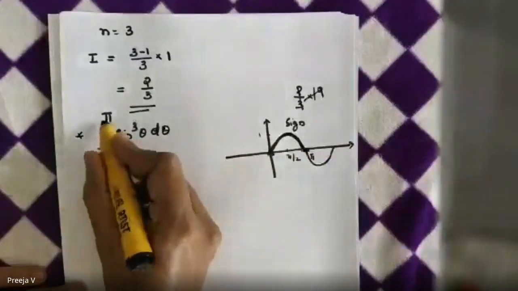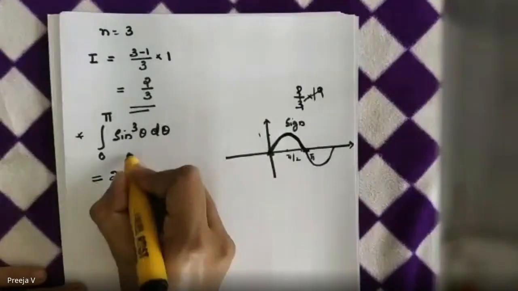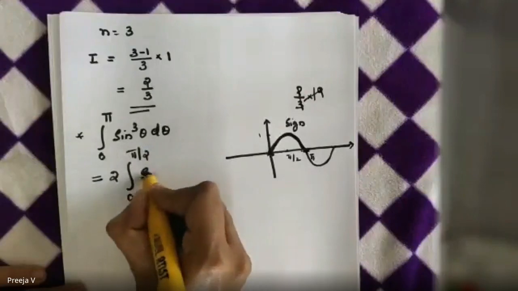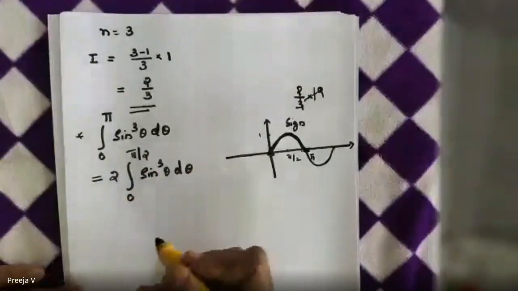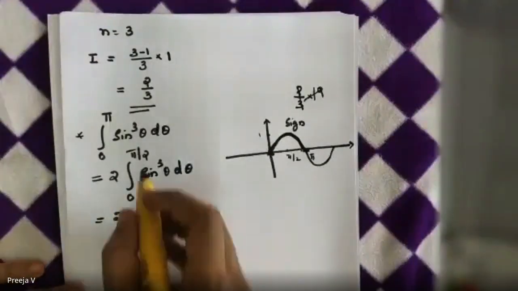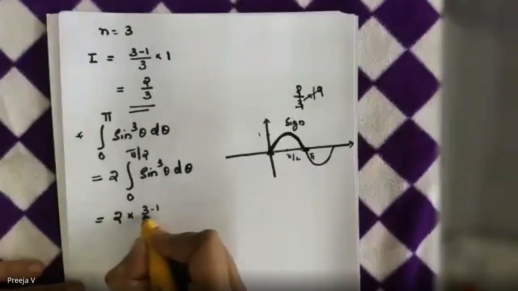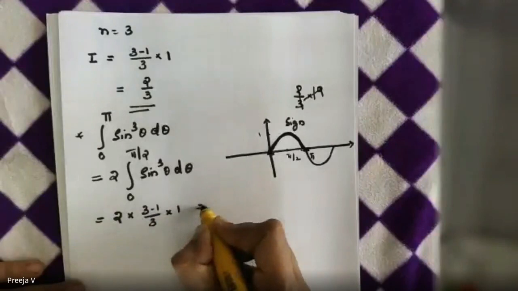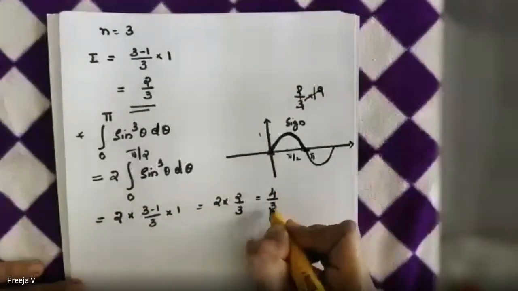So the integral 0 to pi sin cube theta can be written as 2 times integral 0 to pi/2 sin cube theta d theta. You must have studied this in plus two. 2 times, a 2 comes outside. Integral 0 to pi/2, we can apply that formula. That is 3 minus 1 by 3 into 1. That is 2 into 2/3. That is 4/3.